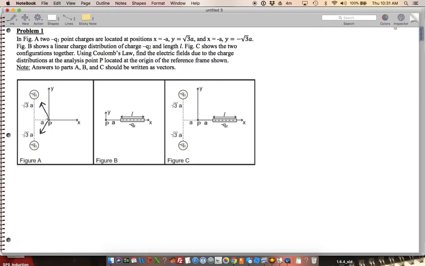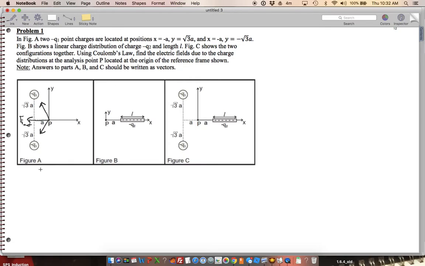Now looking at these, this vector right here is composed of a negative x component and a positive y component, and this vector is composed of a negative x and a negative y. So the y components cancel and I'm left with two of the x components. So the net is going to look like that. That's going to be my E net, and we'll call that E1 net. And now I need to do a calculation.